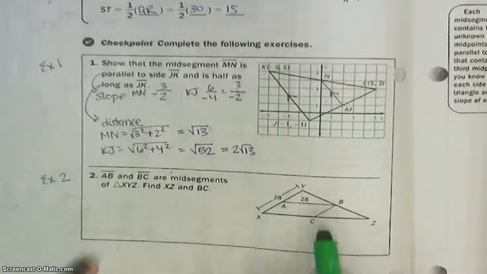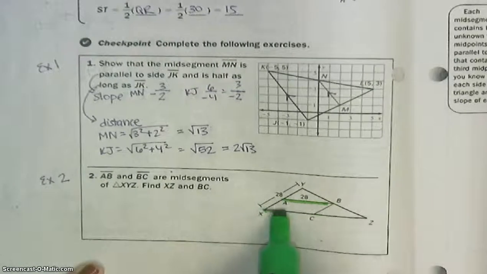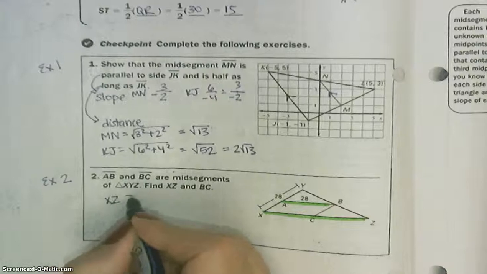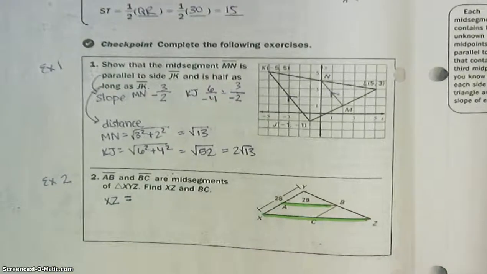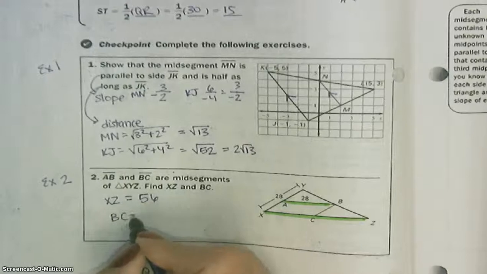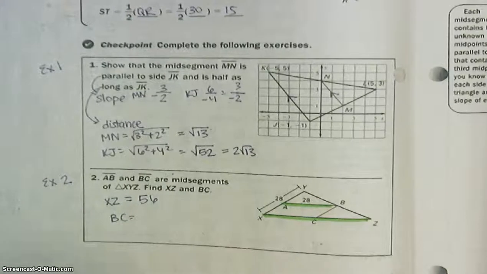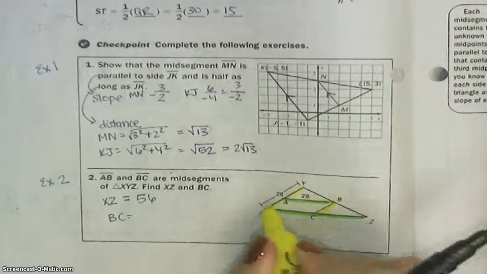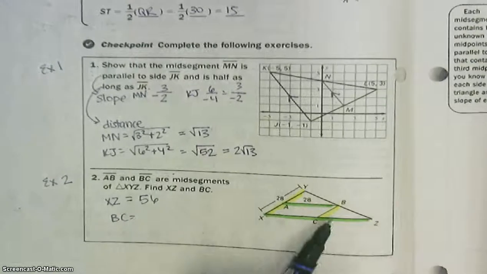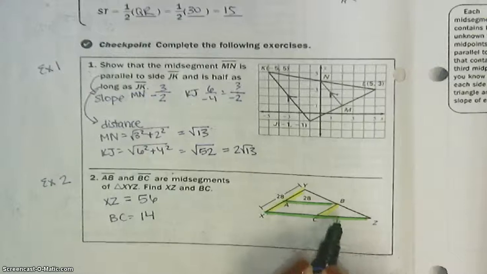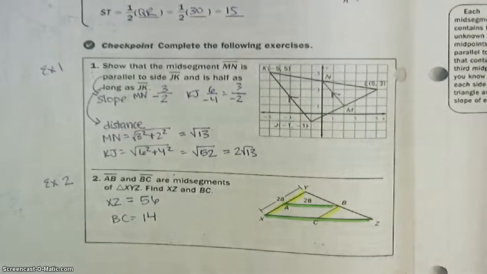So here's AB. We're going to look at XZ. To find XZ, we're going to double because we're getting bigger. 28 doubled is 56. Now to find BC, let's find where BC is. We're always looking parallel. Here's BC, here's XY. Ooh, now we're going to take half. Half of 28 is 14. Because see, we're getting smaller. So we want to take half instead of doubling.